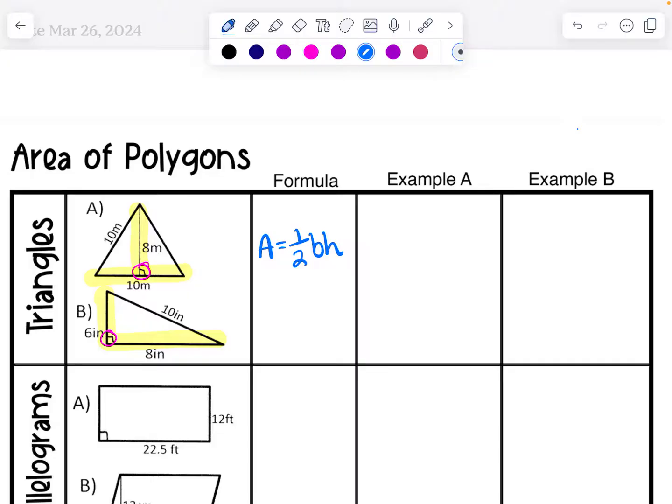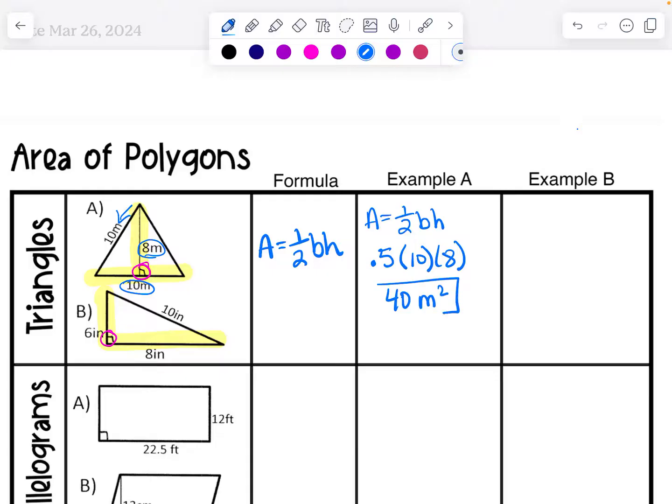Example A. The base of this triangle is 10 and the height is 8. The other 10 over here, we don't even need. That does not make up the base or the height of the triangle because there's no right angle symbol. So using my formula of area equals 1/2 base times height, I can do 0.5 for my 1/2 and 10 for the base and 8 for the height. And you are allowed to just put all of that into your calculator and you will get 40. And area is measured in square units.